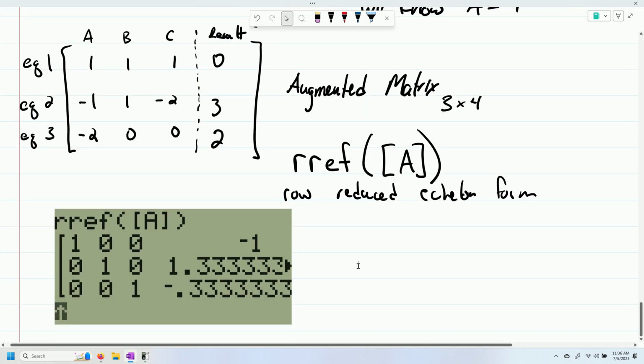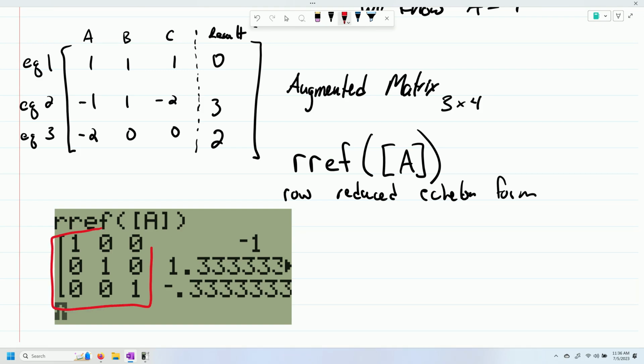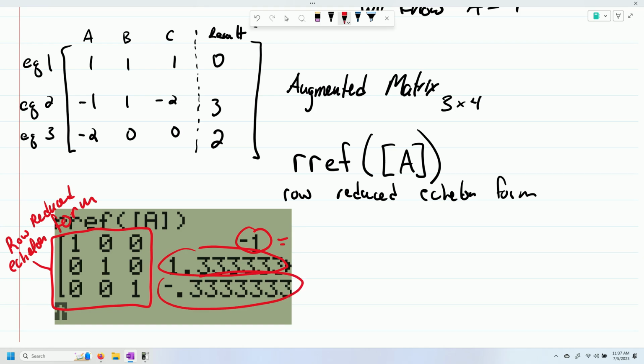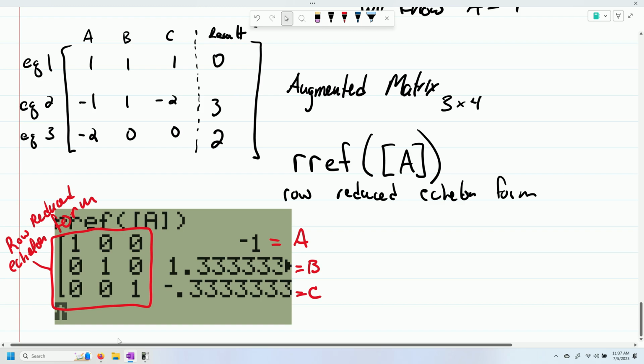All right. So this right here is called row reduced echelon form. Okay? Each one of these outputs is going to be A, B, and C respectively. Now, I'm with you. I hate the repeating decimal. So for those who didn't know, you can always do this in your calculator as well. So let's go back to our calculator here.